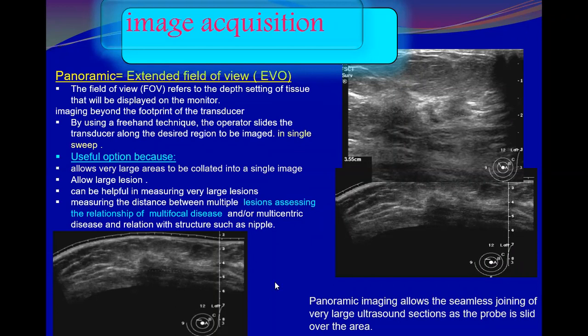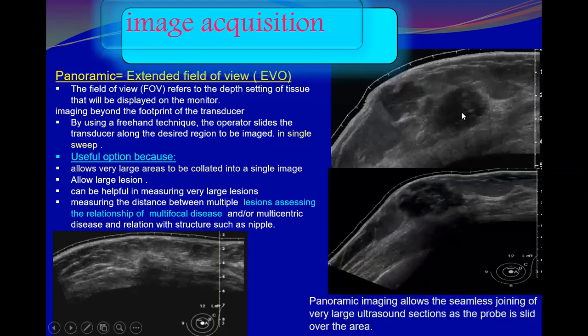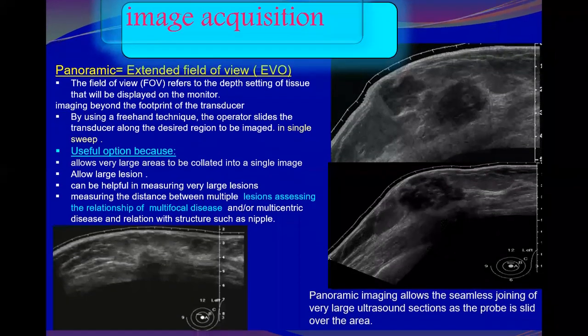This is here, this is my patient. This is a panoramic view. Look, the lesion is larger than the footprint. And here, look at these lesions. In this image, we can see one of the lesions. In the other image, you can use it in transverse and in longitudinal. When you change to the perpendicular view, you can see more than one lesion. This is one method of extended field of view.